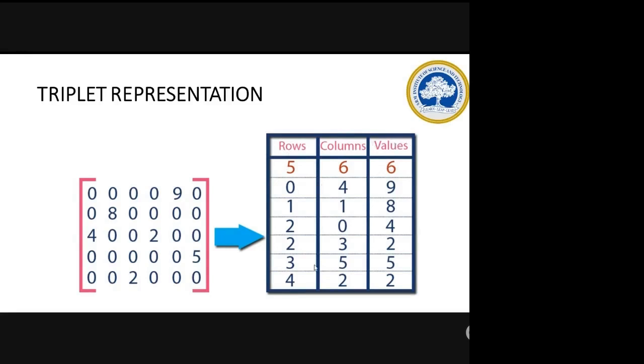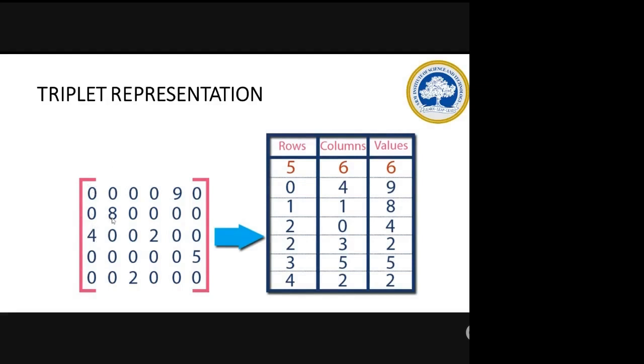Now below that we represent, for each non-zero value, its row index and column index. When you take the first row, you can find that in the 0th row, at the fourth column, my value 9 is there. Similarly, for the next row, 0, 1, and so on.